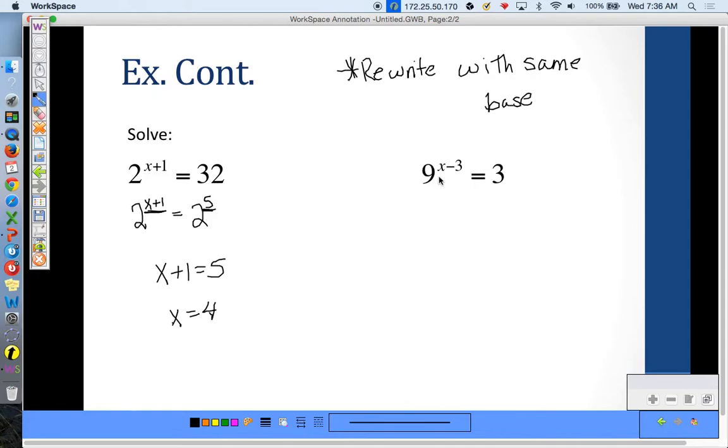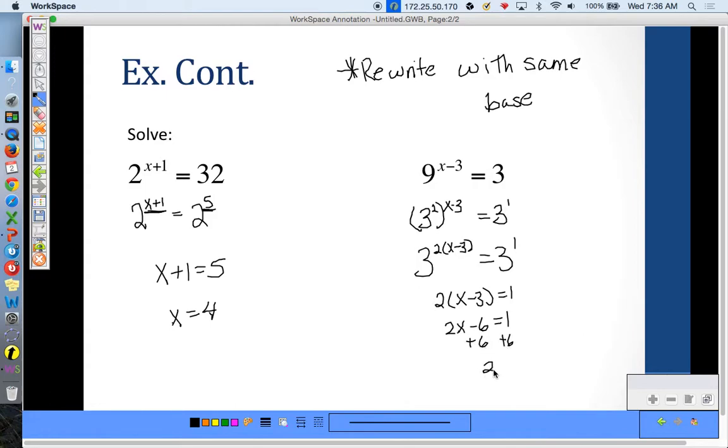When we take a look at this next one, our base can be 3. So this is 3 to the 1st. This is 3 squared times x minus 3. But when we're raising a power to a power, we just multiply it through. So this is 3 times 2 x minus 3 equals 3 to the 1st. Because again, our rule when they're parentheses, we just multiply them, so we can set our exponents equal. The bases are the same. So we have 2x minus 6 equals 1. Add 6, so 2x equals 7, so x equals 7/2.